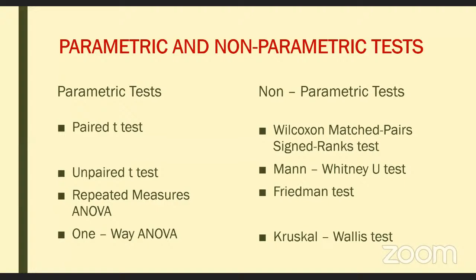One-way ANOVA: you have more than two groups and their data points or means are to be compared. That is where we go for one-way ANOVA. And on the other side, non-parametric, if data do not follow normal distribution or do not pass the normality test, then we go for the Kruskal-Wallis test. So these are the pairs, parametric test and non-parametric test.